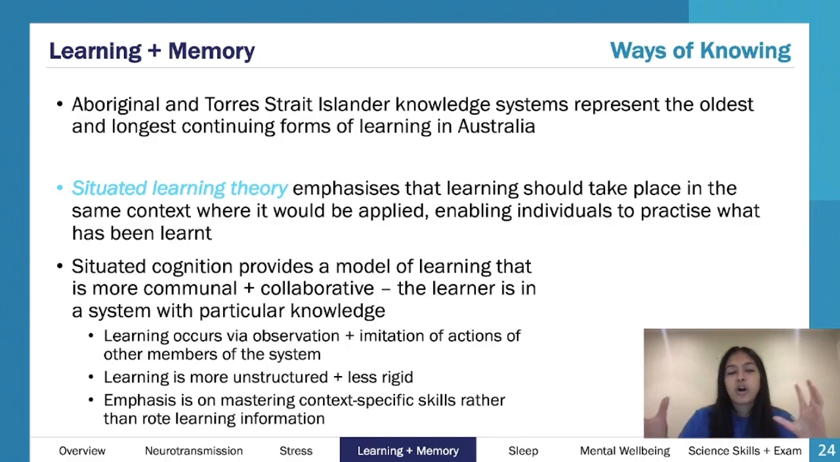You can talk about situated cognition, situated learning theory, but the emphasis here is very much on the learner being in the environment, and what they're learning is going to be applied in that environment. You can see this idea here, observing, imitating, this idea of observational learning. You've got a less rigid system of learning and this idea of context-specific skills. So rather than rote learning this information and reading textbooks, I'm trying to learn a skill that's being applied in this environment.